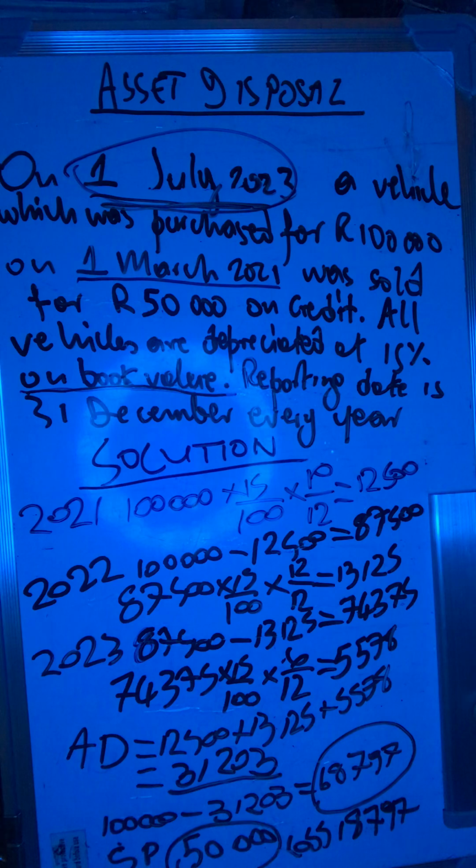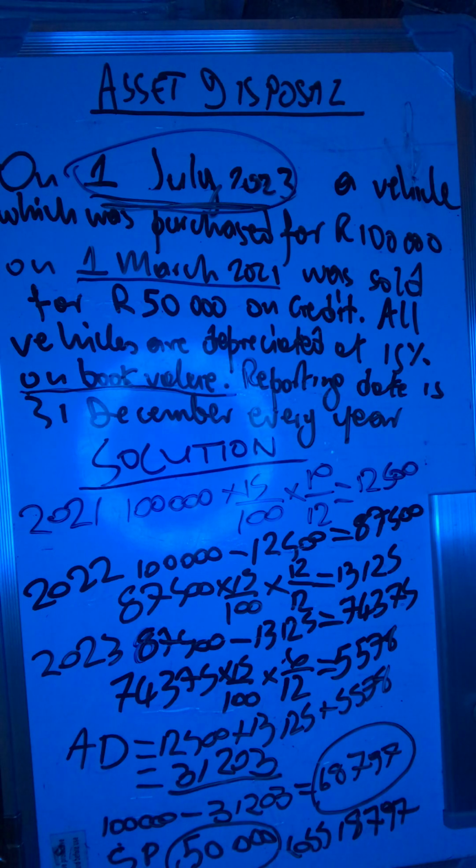How much is the cost? 100,000 rand. That's step 1. Then you go to step 2. Step 2 says you must debit accumulated depreciation and credit asset disposal. How much is your accumulated depreciation? 31,203. That's your step 2. You proceed to step 3.